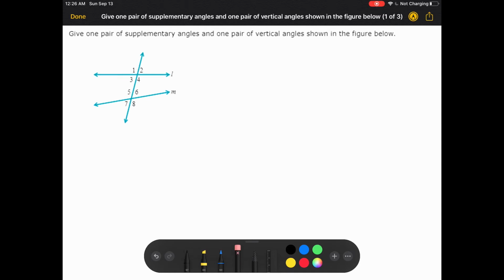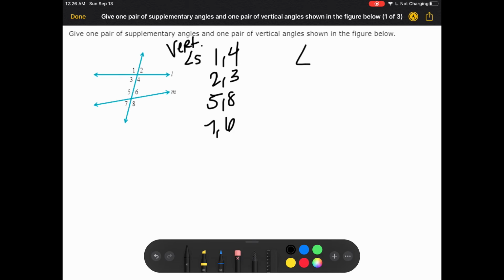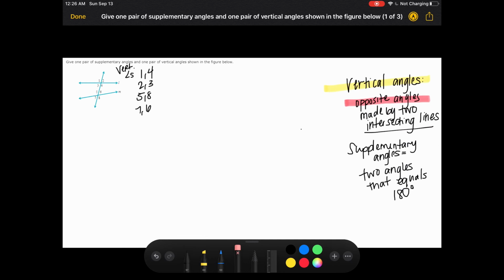So I can say 1 and 2. Not 1 and 2, sorry, guys. 1 and 4, 2 and 3, 5 and 8, and 7 and 6. Those are all sets of vertical angles. Now, if you ever see something that just says angle, it's just the way that you're going to see it in math questions. A lot of people are like, what is the less than? It's angle. Don't worry about it. Okay, so that is my vertical angles.